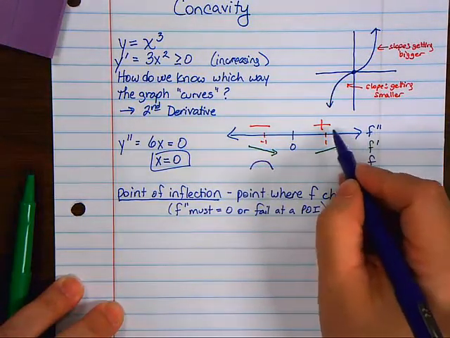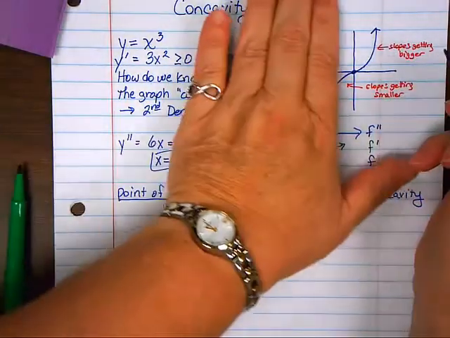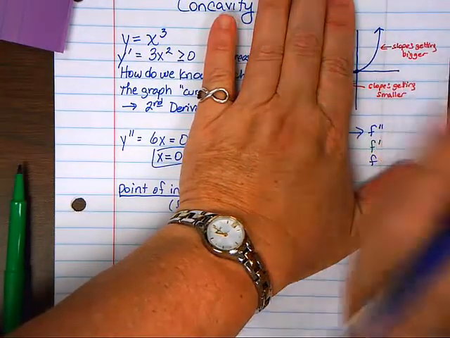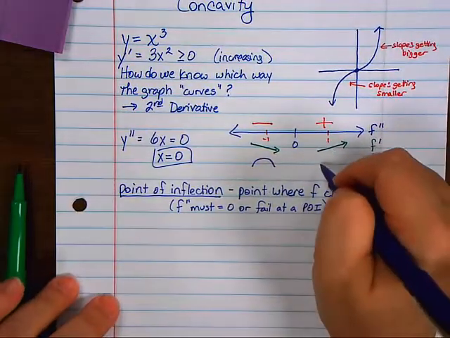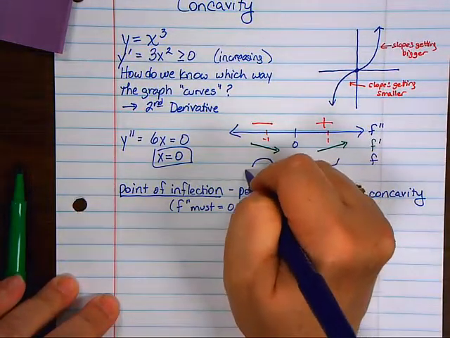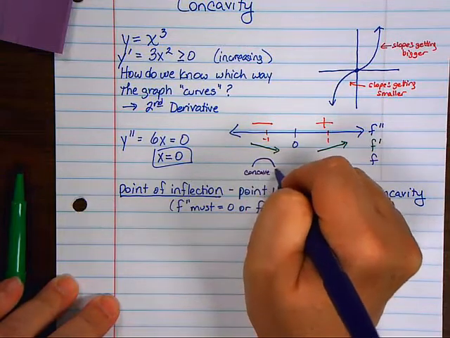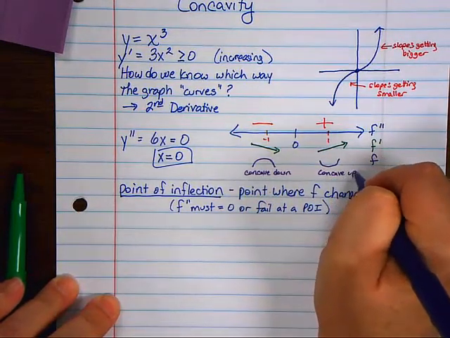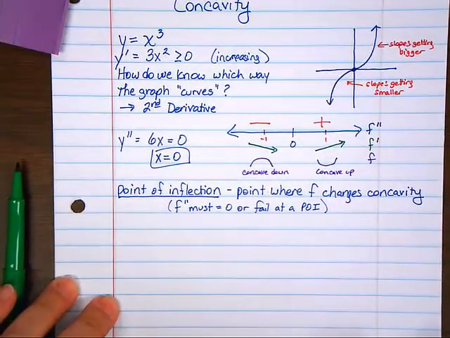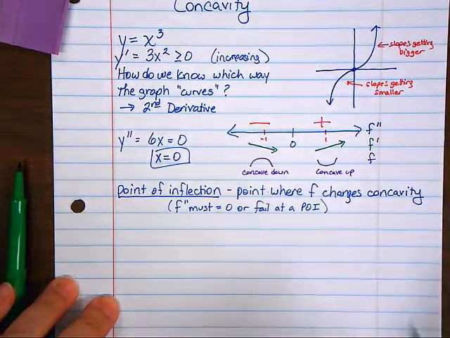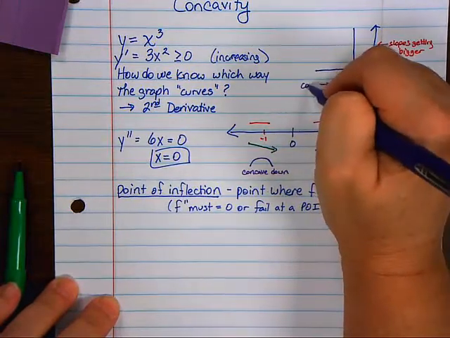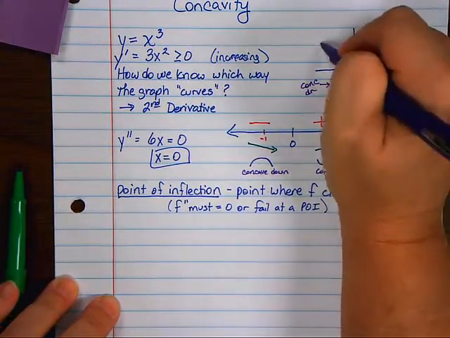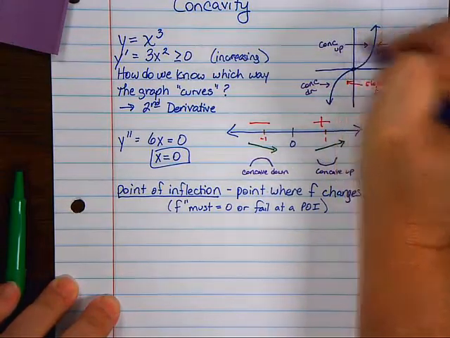And when f double prime is positive, looking at this other side, that piece of graph is concave up, is it not? Do you see it? It's half of a cup. So this means concave up. So this is concave down, and this is concave up. So this is concave down, and I'm abbreviating here, and this is concave up.